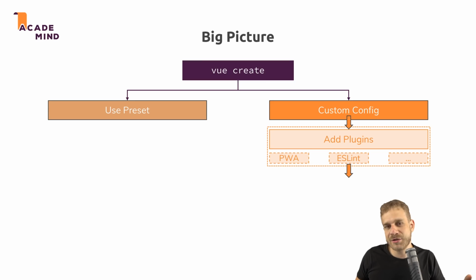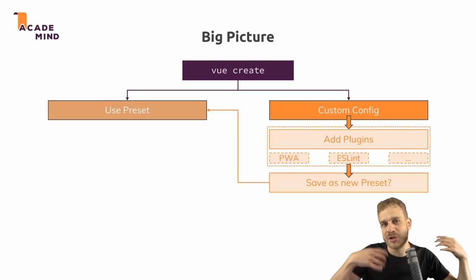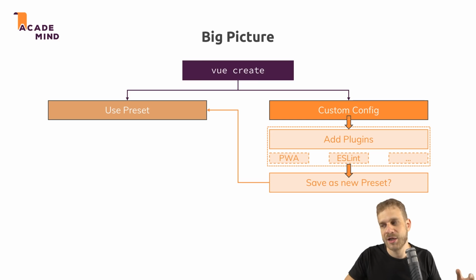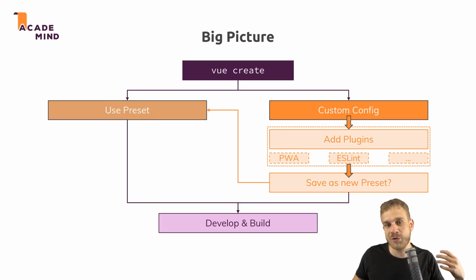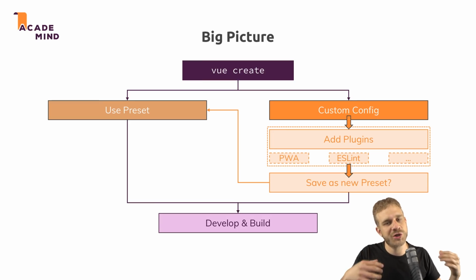You can then, once you're done, also save that as a new preset if you want, so that you can use it for future creations and you don't have to go through that manual config process for every new project. So you can save your own favorite template. And once that is done and you got a new project, either with a preset or with your custom configuration, you can, of course, develop in there, get features like a development server, hot reloading, all that fun stuff which you would expect. And you can, of course, build your project.